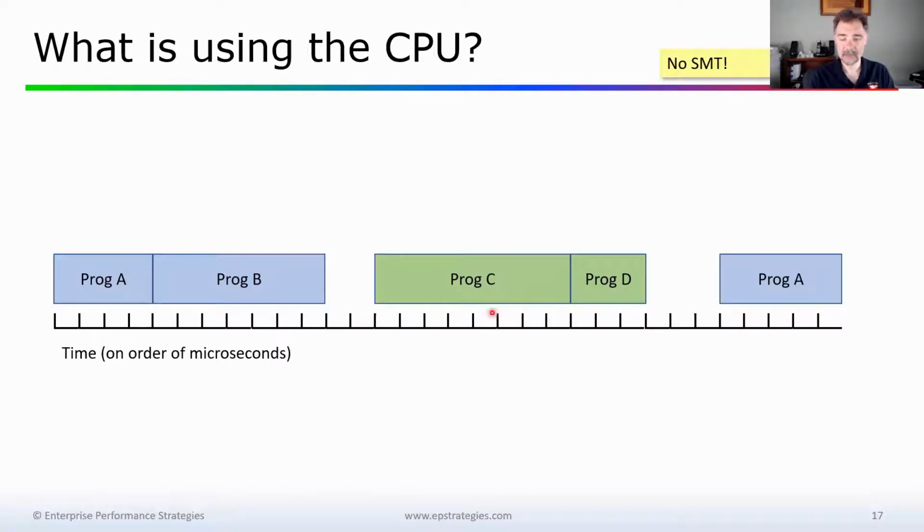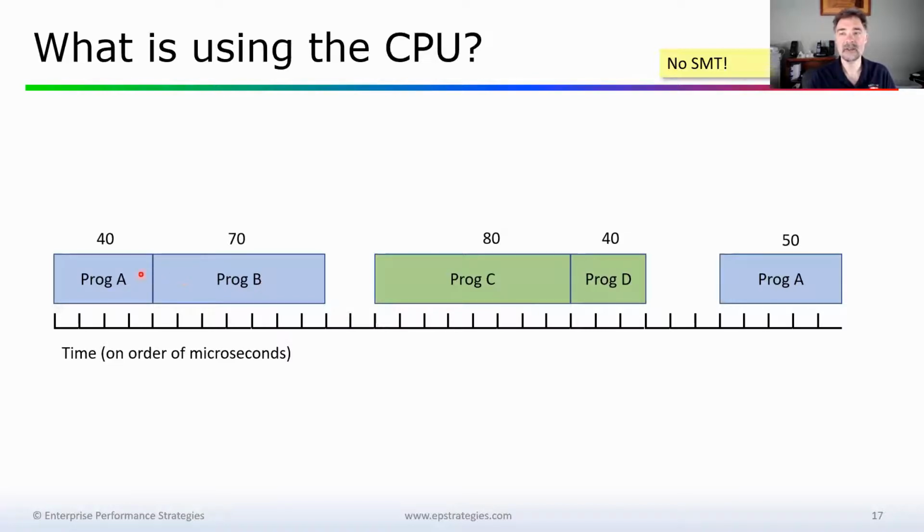Here we see program C, program D. Think of this on a time scale of microseconds. So literally these might be 40, 70, 80, 40. These might be tens of microseconds, right? Things happen very, very quickly down at this level of recording.